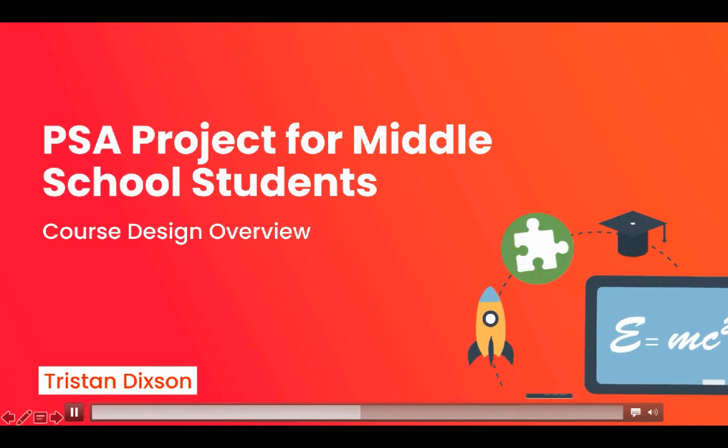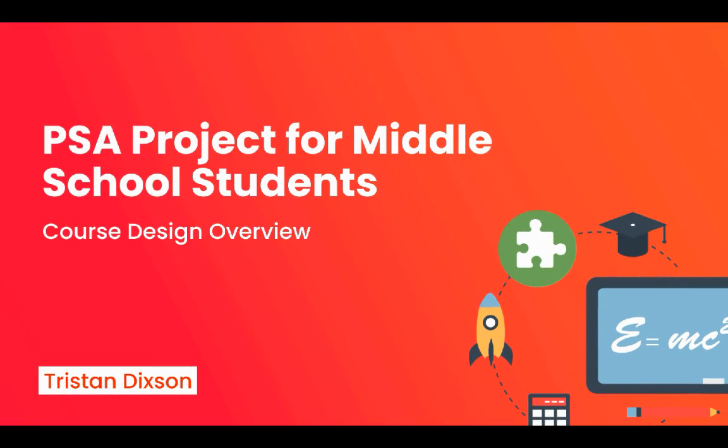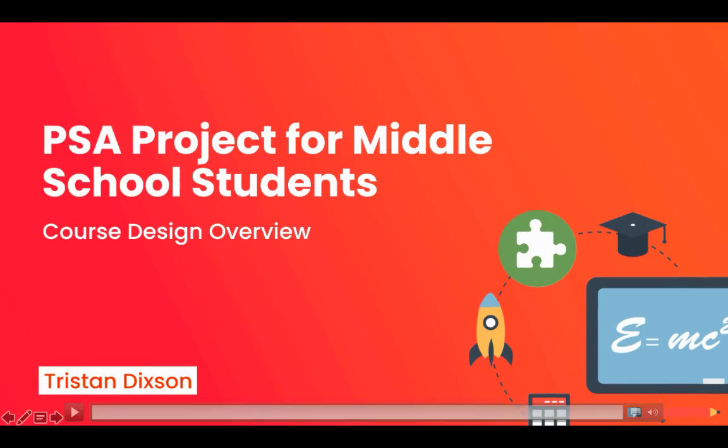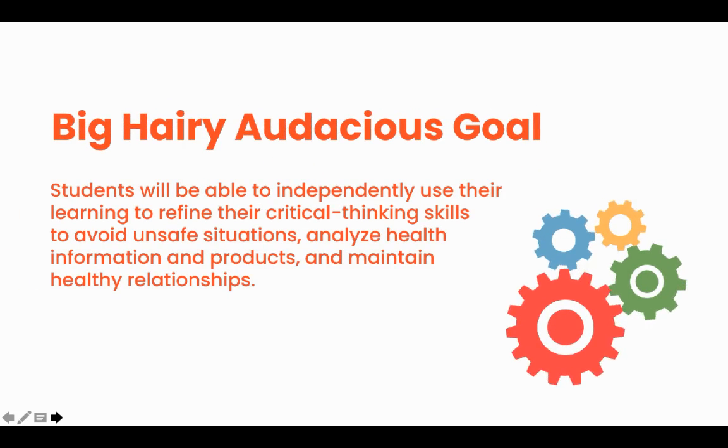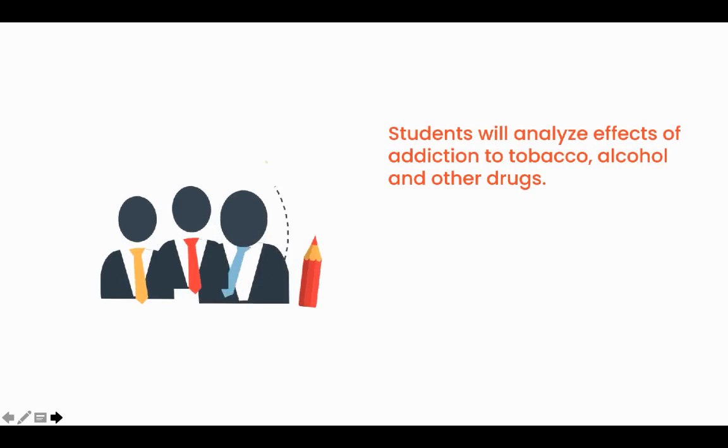All right, so today I'll talk to you about the PSA project for middle school students, course design overview. The big, hairy, audacious goal was for students to be able to independently use their learning to refine their critical thinking skills in order to avoid unsafe situations, analyze health information and products, and also maintain healthy relationships. So that was the big, hairy, audacious goal for the unit.